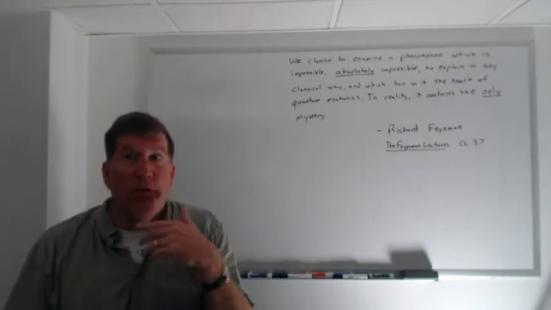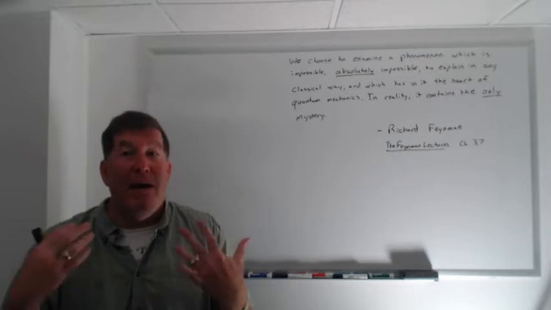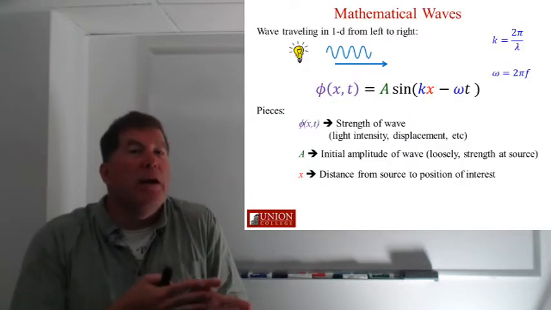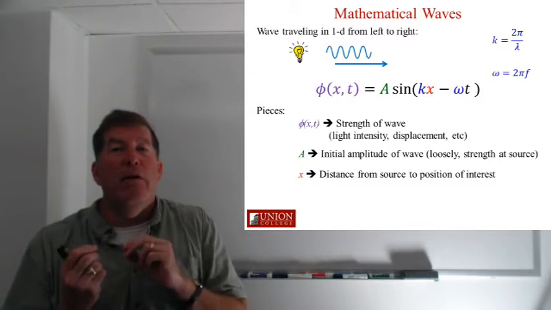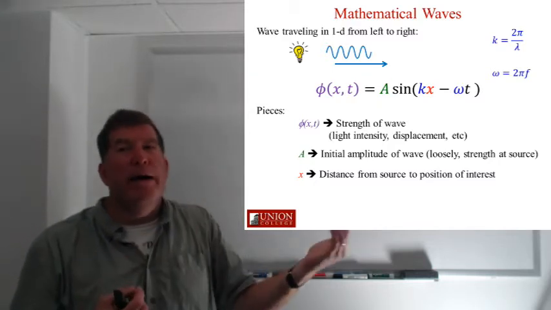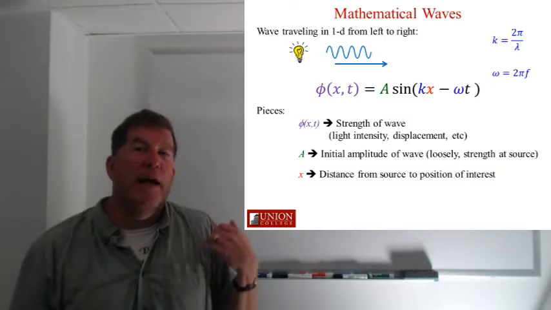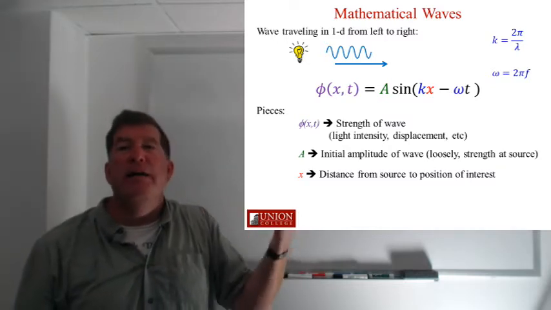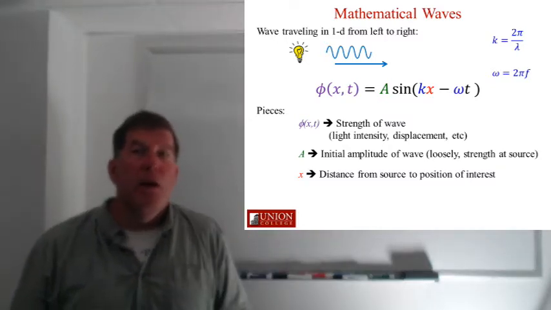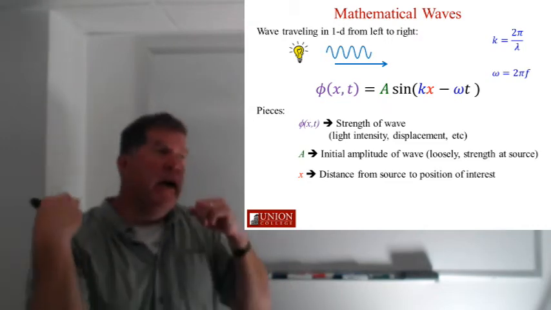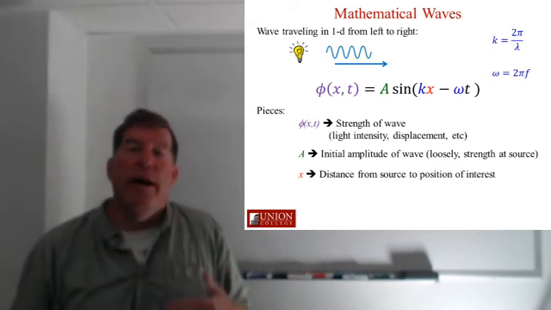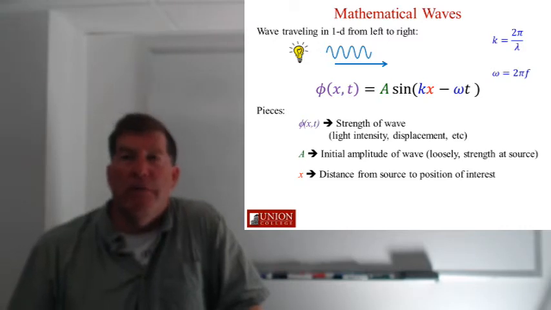So we're going to go back to our idea of mathematical waves, and we're going to think about this starting in one dimension, where the waves are traveling left to right. It's a single sine wave pattern, and I can write this as a wave function that looks like some amplitude times the sine of kx minus omega t. It's got a wavelength, it's got a frequency, it's traveling left to right through one dimension of space.